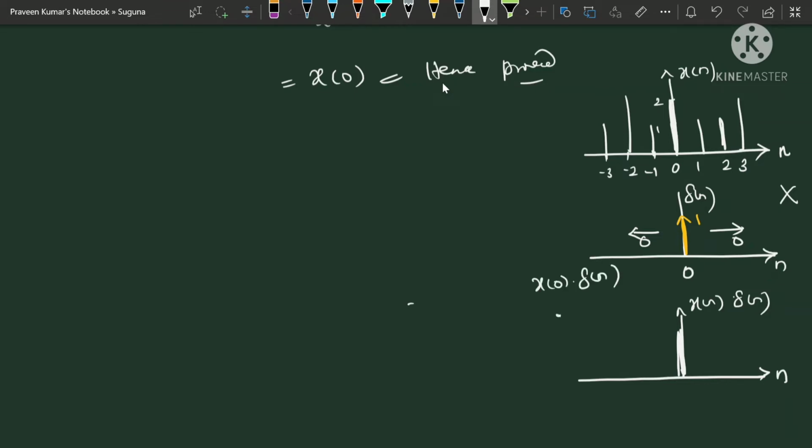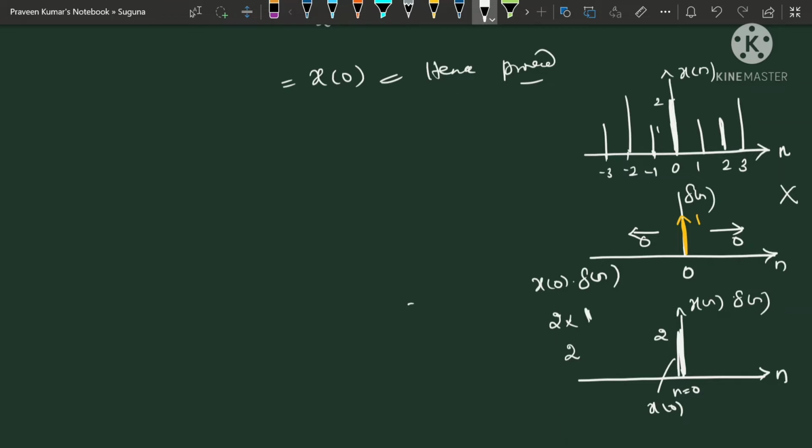What is x of 0? 2 into del of n is, del of 0 is 1, right? So it is equal to 2. So this is our resultant sample. This is x of 0. Now understood? Now it should be clear. Correct?